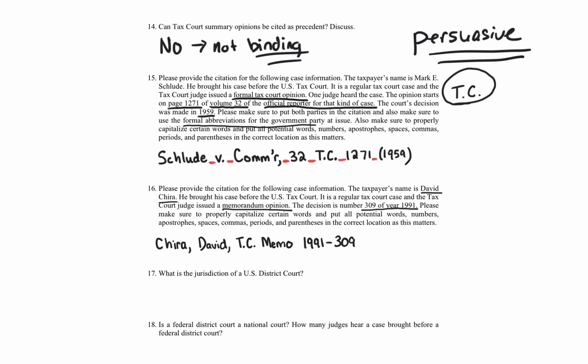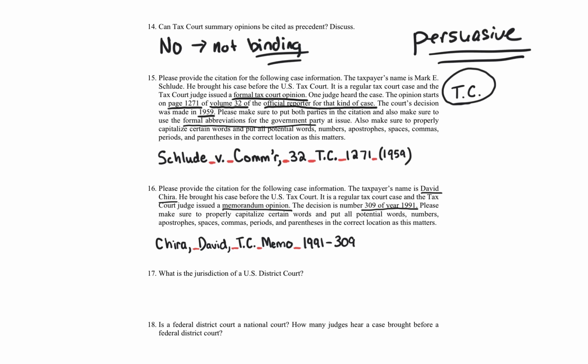So this one's a little bit more straightforward. We're using the official TC memo citation. I give you the information. Let's put our spaces in. So start with the taxpayer's last name, comma, first name, just like that. Do a space, TC, just like we had in the last one, space, memo, then a space after memo, and then 1991-309, no spaces in there. And that is the citation. So last name, first name, Shira, comma, space, David, TC memo, 1991-309, and that is the proper citation.